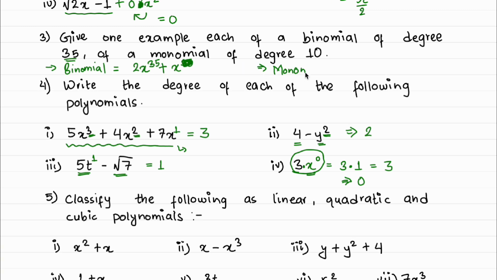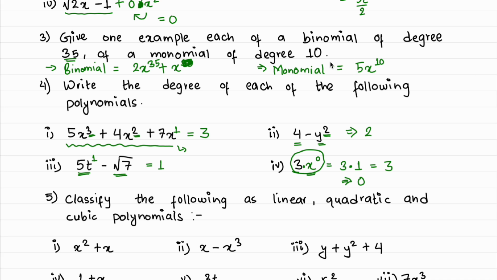So for a monomial, we need to have only one term, right? So let's say our term is 5x. So we have one term, but the degree needs to be 10. So the power of this x needs to be 10. And so the highest power is 10, degree is 10, and it's a monomial because it has only one term. So it's a monomial of degree 10. And that's it. It's pretty easy to give you an example of a binomial and a monomial.